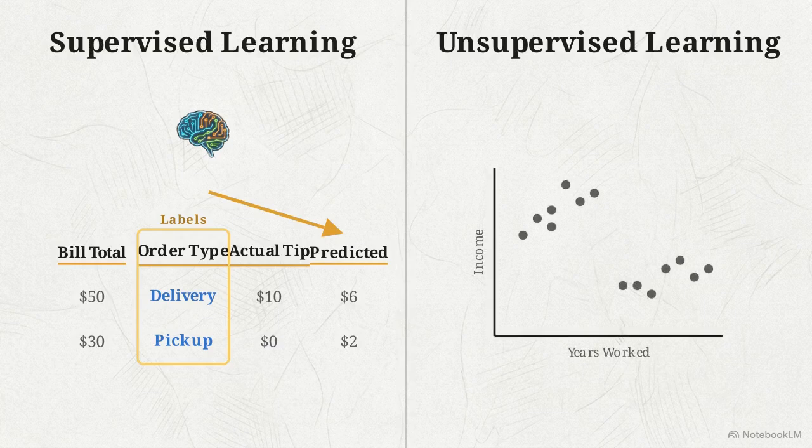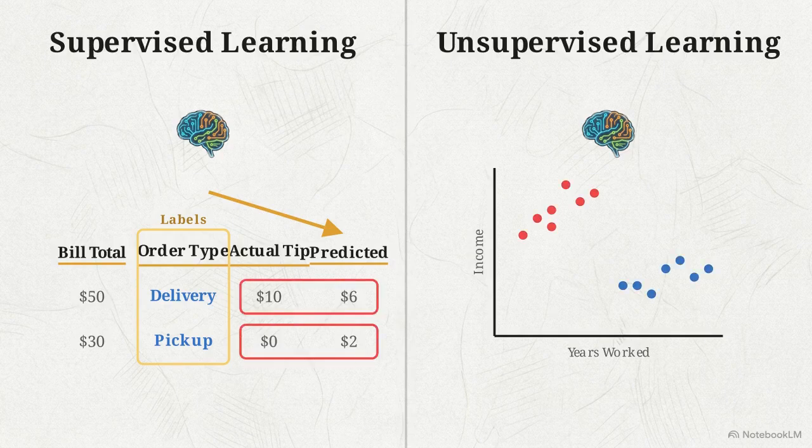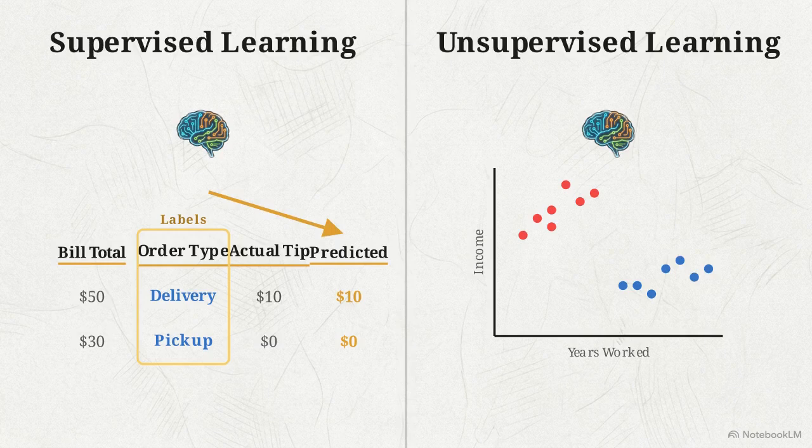Over on the right, we feed the model completely raw, unlabeled data, like employee tenure and income. Without any human guidance, the model scans the raw points and naturally groups them into distinct clusters, revealing different career tracks. After making a prediction, the supervised model checks its work against that human-provided answer key, adjusting itself if it makes an error. The unsupervised model operates independently, discovering structures without a pre-written answer key.